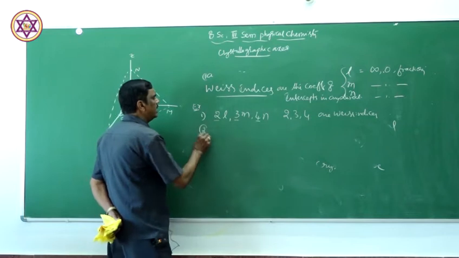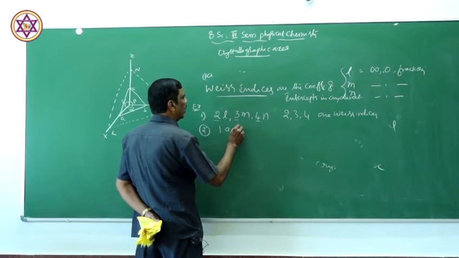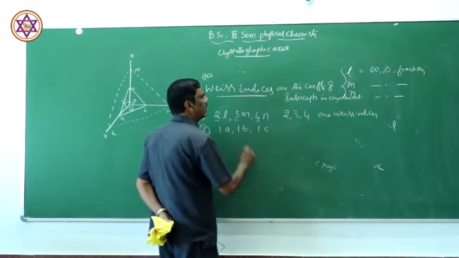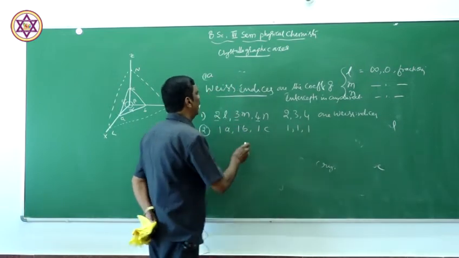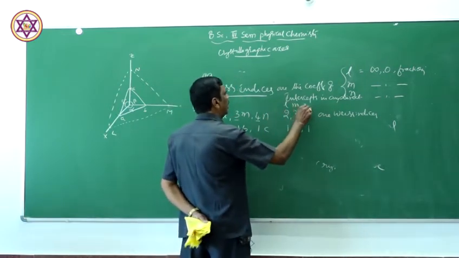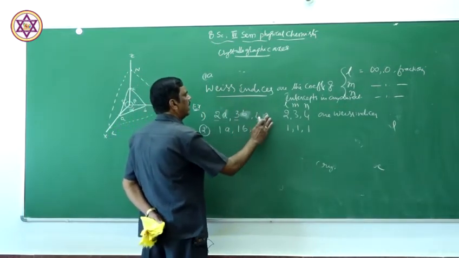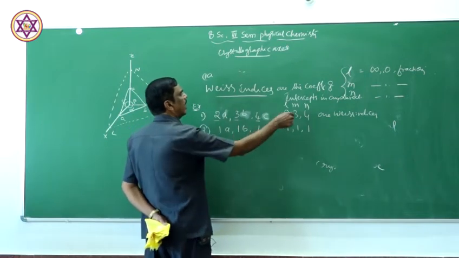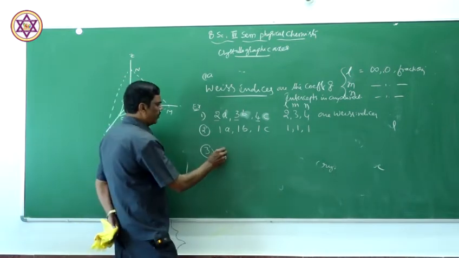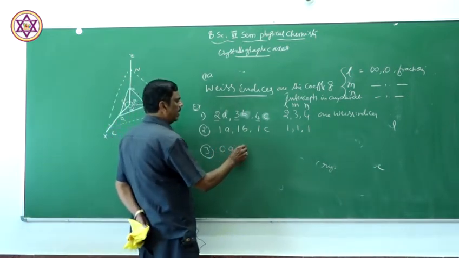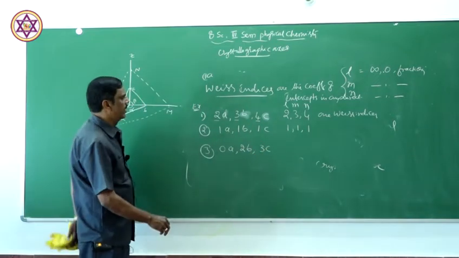Another example is, it may be 1a, 1b, 1c. So, the Weiss indices are 1, 1 and 1. So, these are L, M, N values. Let us call this 2a, this 3b and 4c. So, these are the L, M, N values 2, 3, 4. Sometimes it may be 0a, for example 2b and 3c. Sometimes it is 0.